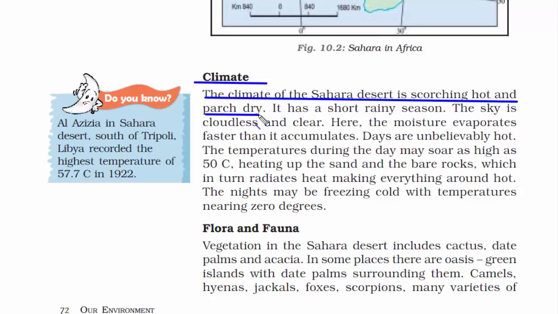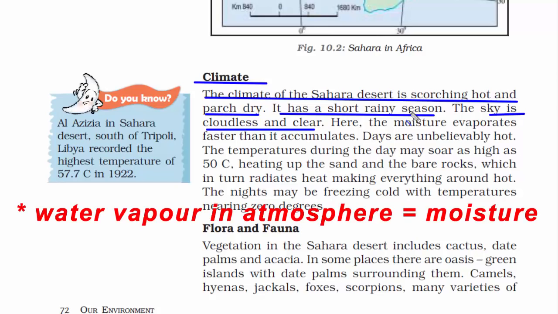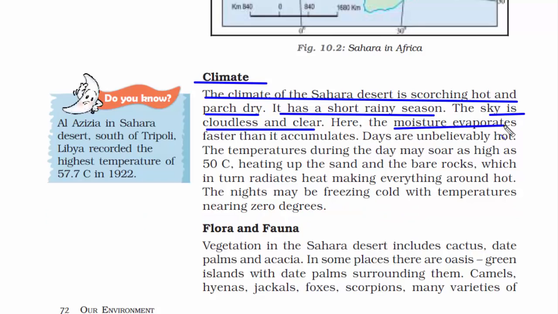So lying in the tropical region close to the equator, and that too a desert, it has to be hot. And then it has a short rainy season. And we also know that in deserts the rainfall is scanty, and the sky is cloudless and clear. Since it's a hot and dry desert, its atmosphere will not have much water vapor, and with no water vapor you'll not have clouds. You'll have a clear sky. And that's why the moisture evaporates faster than it accumulates.